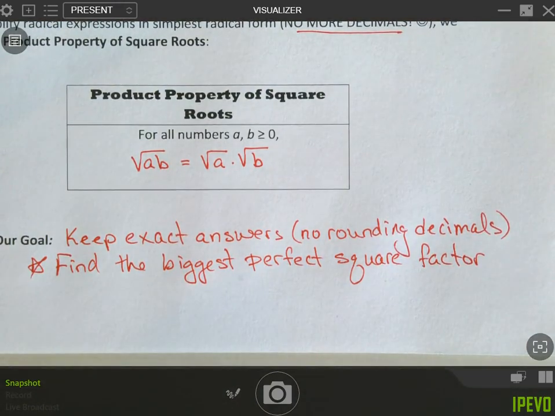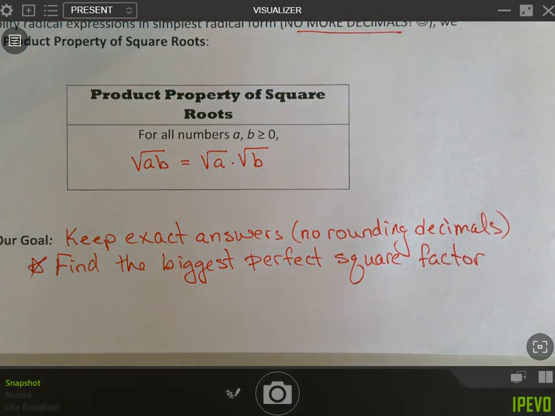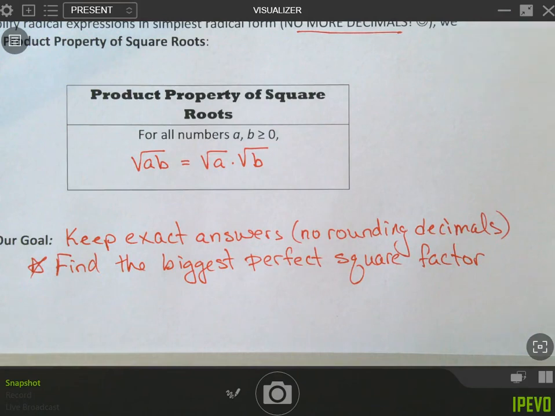We want to find the biggest perfect square factor. So first of all, what's a perfect square? Can you give me an example? Some of you didn't want my little times tables, but there's a reason I gave it to you. 16 is a perfect square. Why? 4 times 4 is 16. Give me another perfect square.